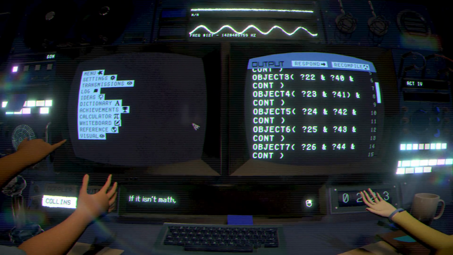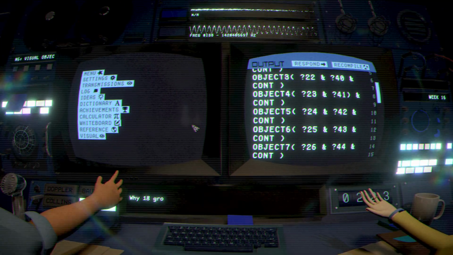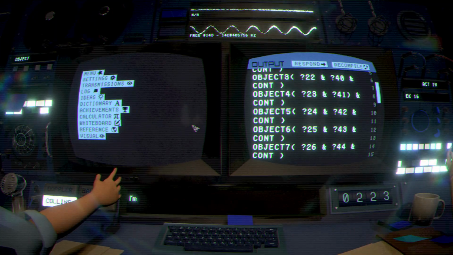It's organized like a table. It isn't math, and what other starting points would aliens work from? What else do we have in common? Why are there 18 objects? Why 18 groups? The fact that holds the key.